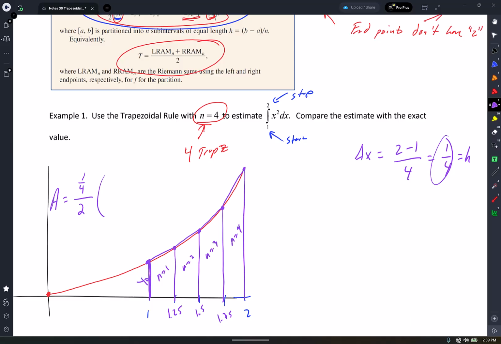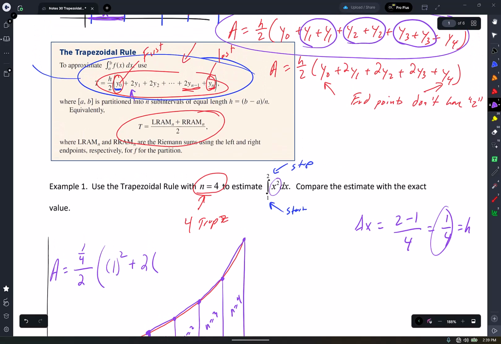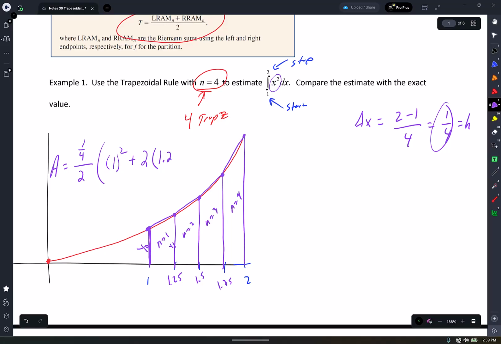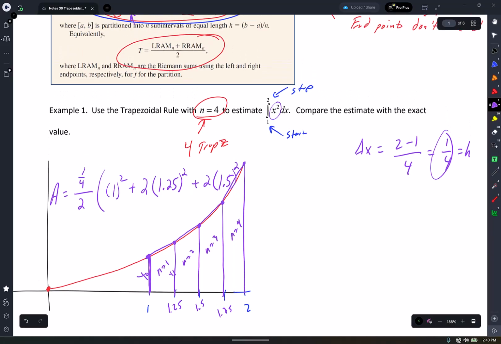All right, so here we go. This is x squared, so I'm going to go 1 squared. Are we still okay? Times 2. Where did that 2 come from? I'm just using this formula. Here's the y1. This one right here. That's 1.25. So 1.25 close it squared plus 2 times 1.5 close it squared. Yeah, that 2 is this 2.